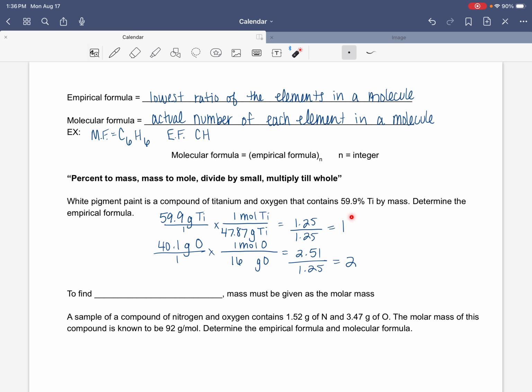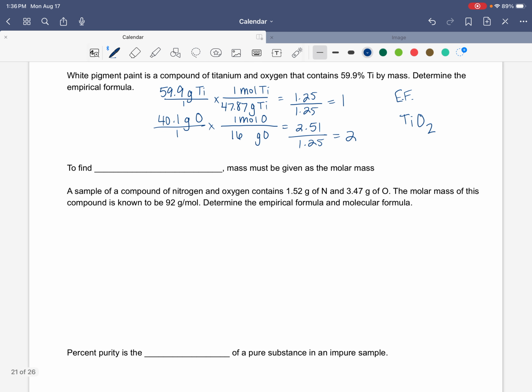So these numbers represent the subscripts that we're going to apply to each of the elements to come up with the empirical formula. So the empirical formula for this problem: titanium, I would have 1. Oxygen, I would have 2.